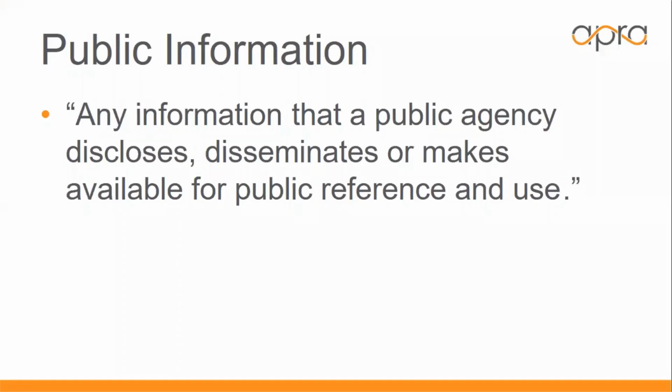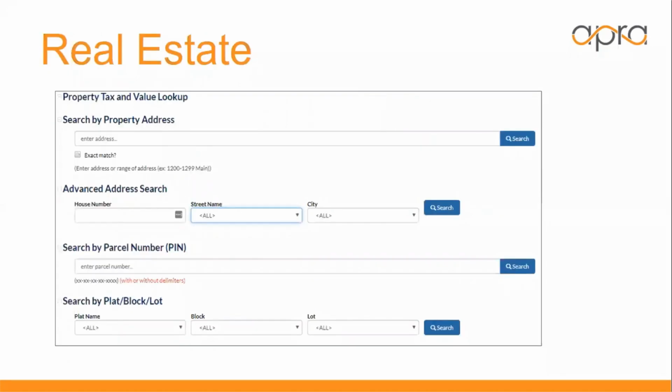What is public information? Public information is any information that a public agency discloses, disseminates, or makes available for public reference and use. So let's talk about a few examples. What is public data that we might use in our work? The first one is real estate ownership.